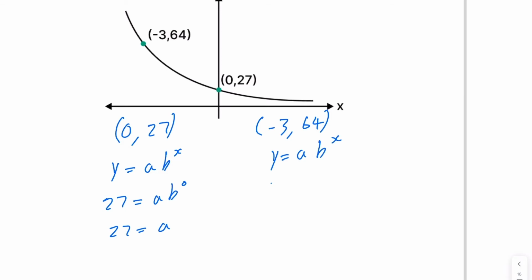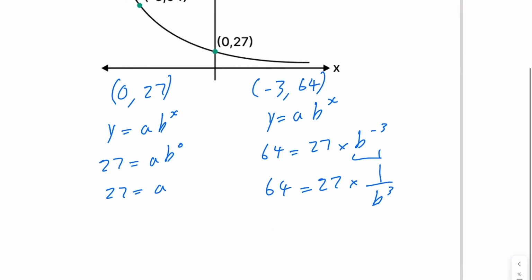Now let's substitute the values in. 64, so that's the y coordinate. a, we've already found as 27. b to the power of minus 3. Now anything raised to a negative power can just be written as 1 over that power. So we can rewrite this as 64 is equal to 27 times 1 over b cubed. Okay, now the negative sign's gone.